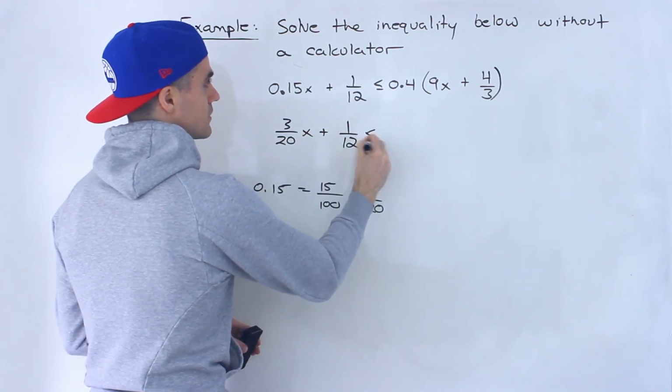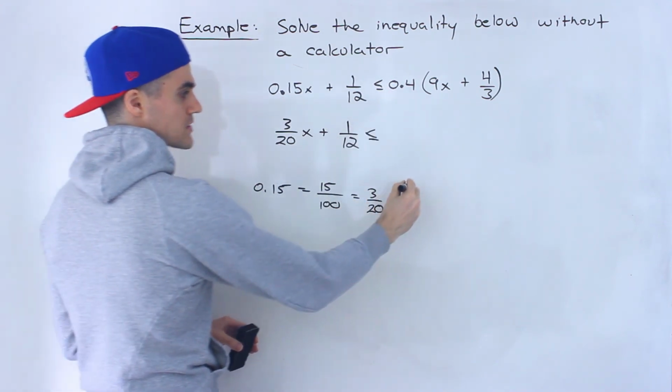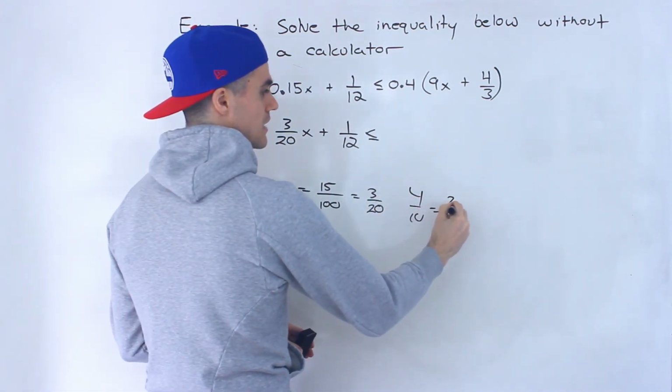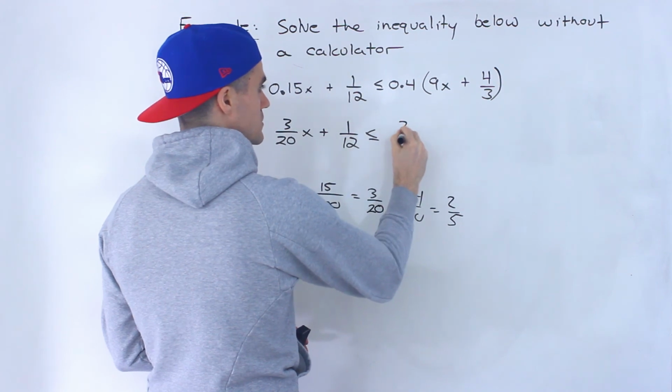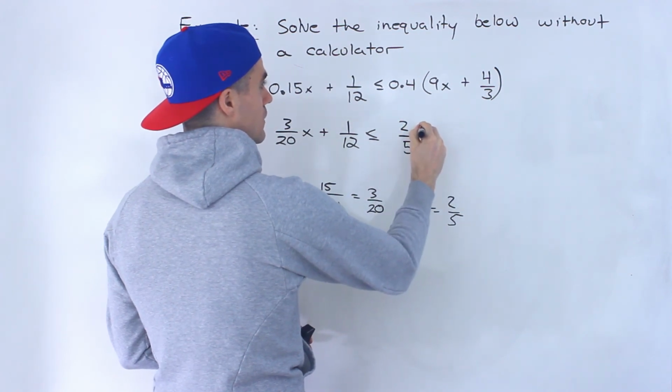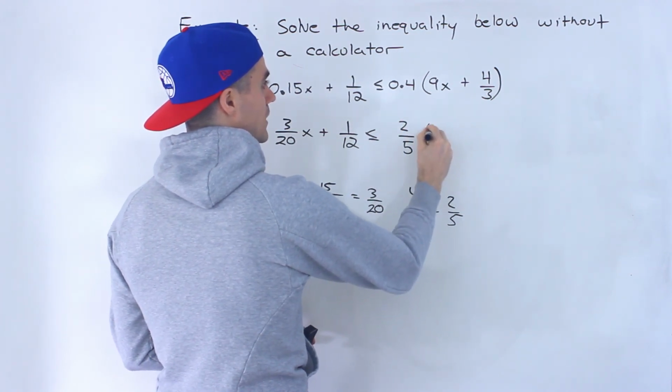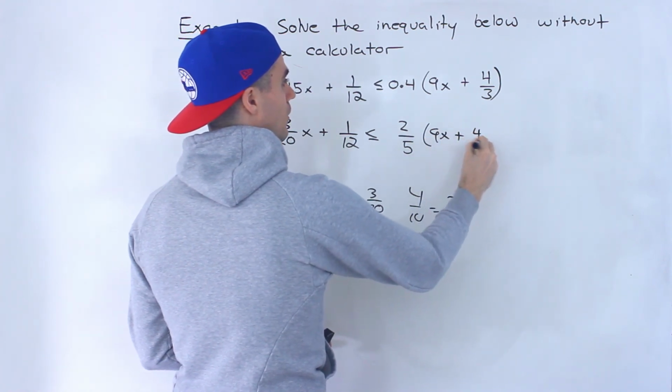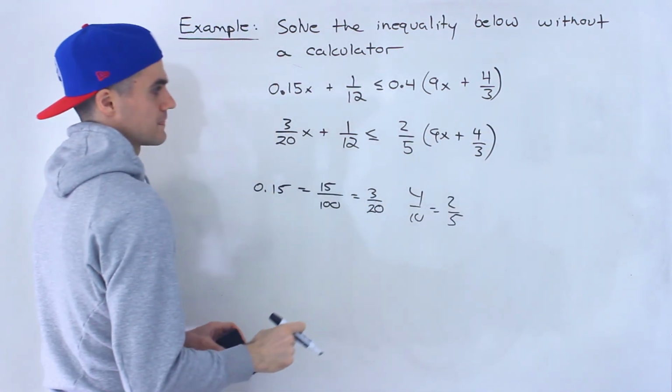That's going to be less than or equal to, now 0.4 is the same as 4 over 10, which is the same as 2 over 5. So this would be 2 over 5, 9x plus 4. Over 3, like that.